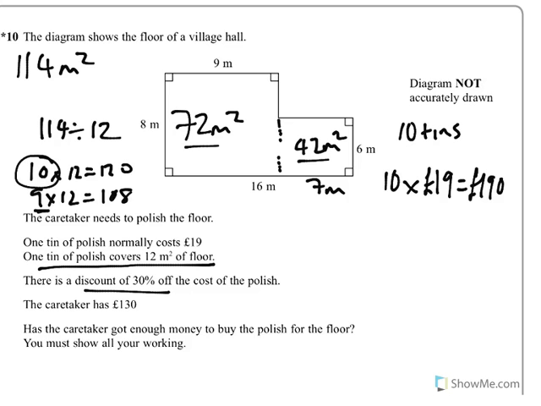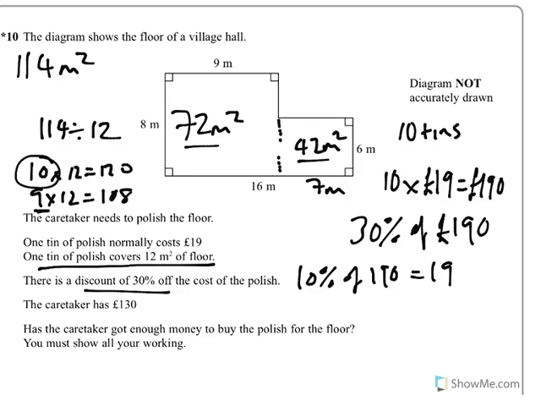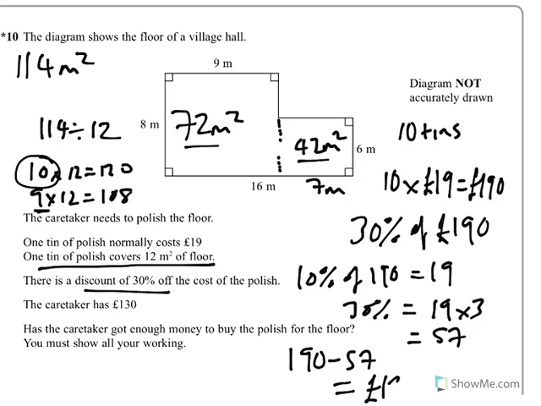So we need to do 30% of £190 to find out if he has enough. Well, 10% of 190 is going to be 19, so 30% is going to be 19 times 3, which is 57. 190 take away 57 is £133. So no, the caretaker does not have enough money.